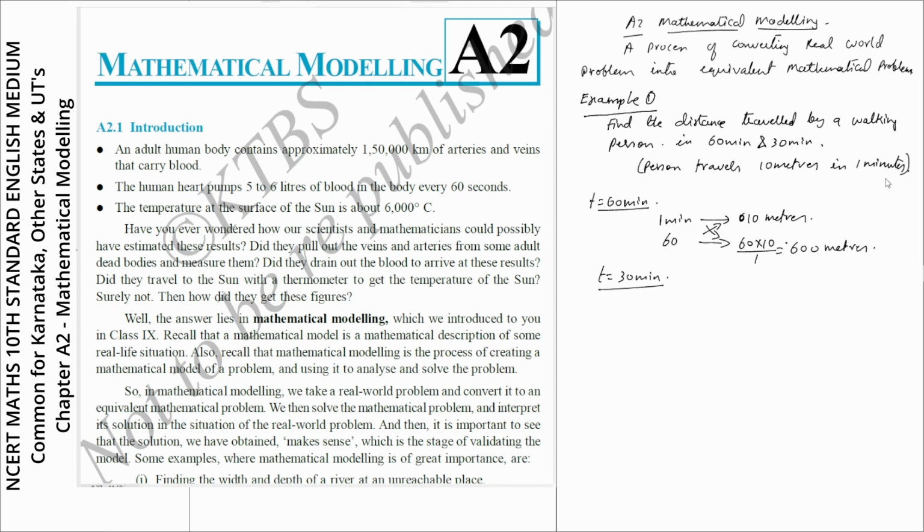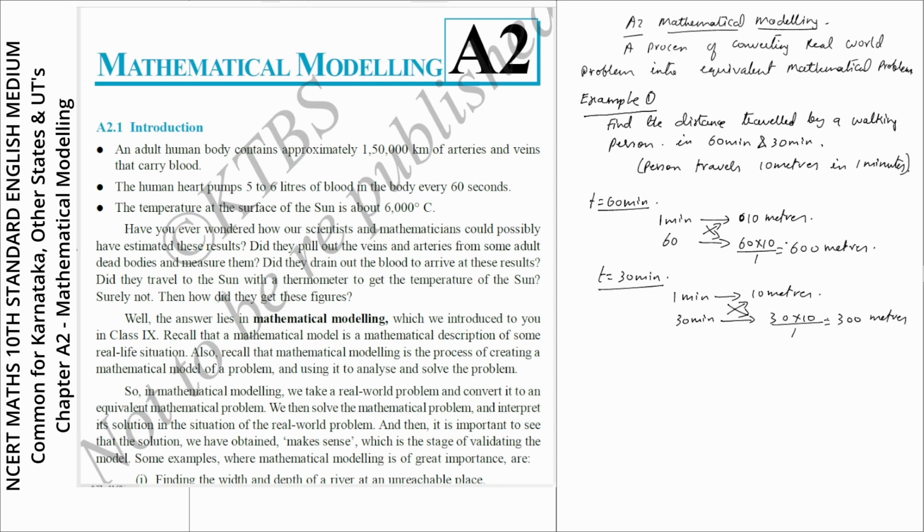Again here also we know that in 1 minute he will travel 10 meters. Therefore in 30 minutes he will travel, again here also it's the unitary method, just cross multiply 30 into 10 by 1, which gives 300 meters.